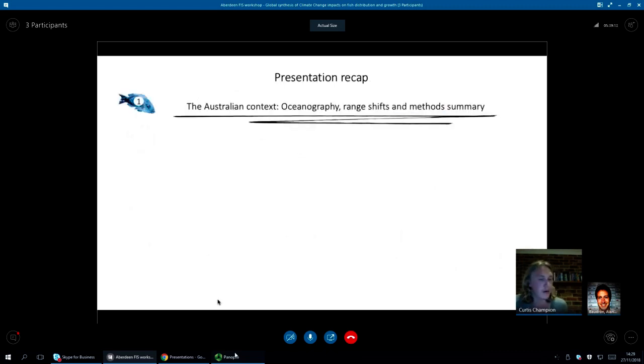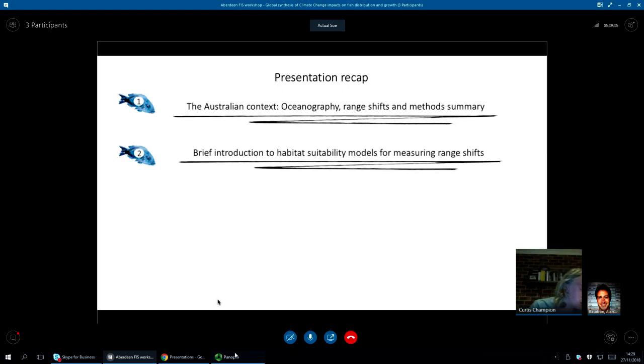So that's basically all I really wanted to contribute, and I know I might be a little under time, but I'll just quickly sum up. I started off by highlighting the Australian context, including the range of methods that have been utilised to measure range shifts in fishes here.